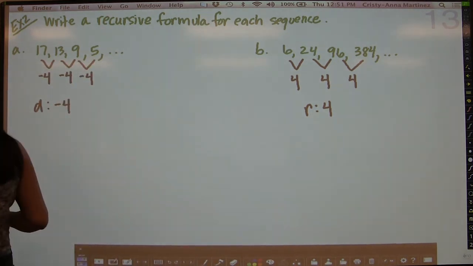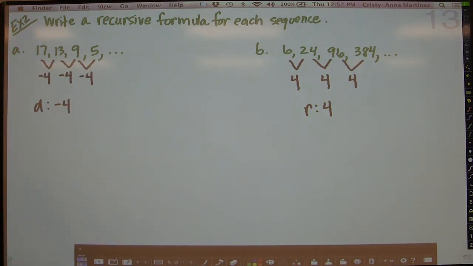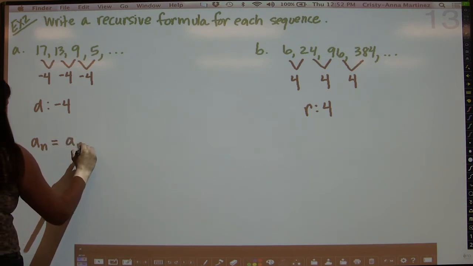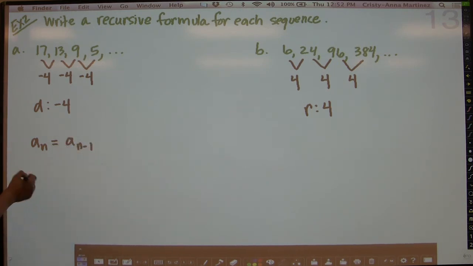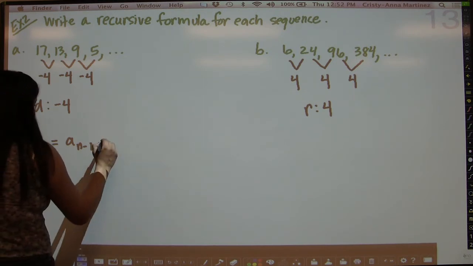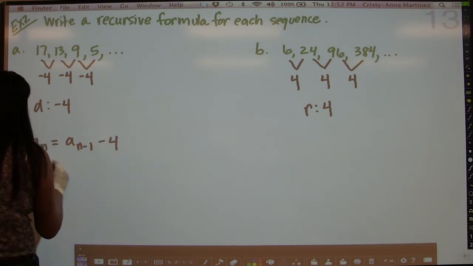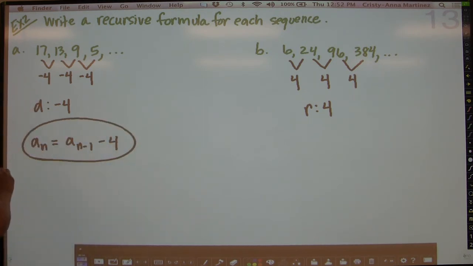And so now that we know which type of sequence it is, then we can actually use the appropriate formula. So for an arithmetic sequence where you have a common difference, we're going to get a sub n is equal to a sub n minus 1, here's our variable, and then we add the common difference, so plus negative 4 or just minus 4. This would be our recursive formula for part A.